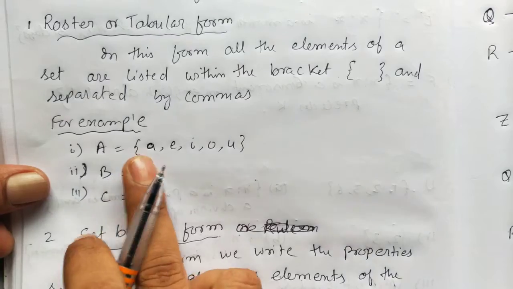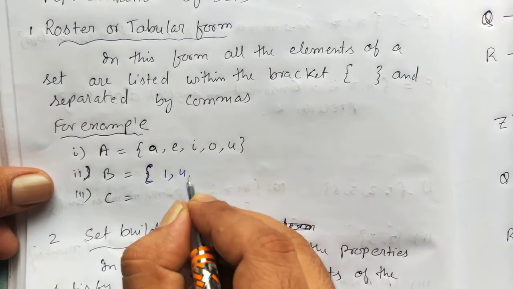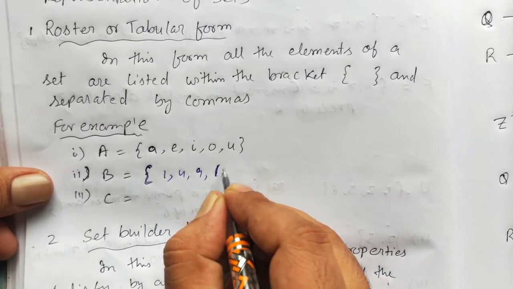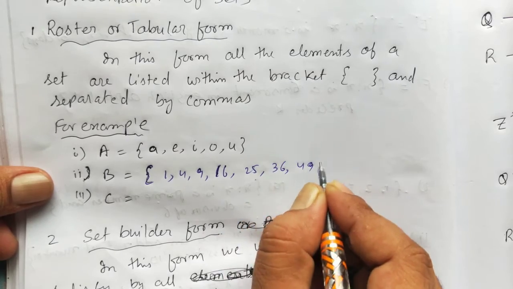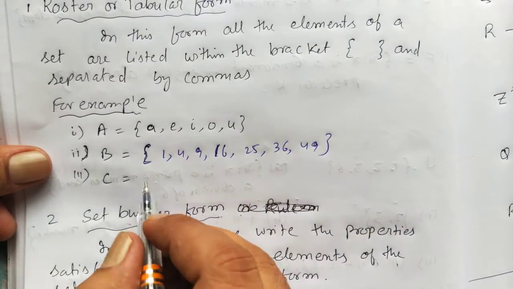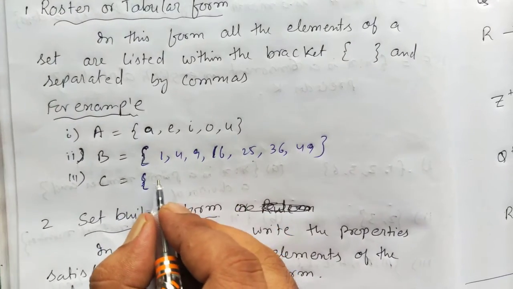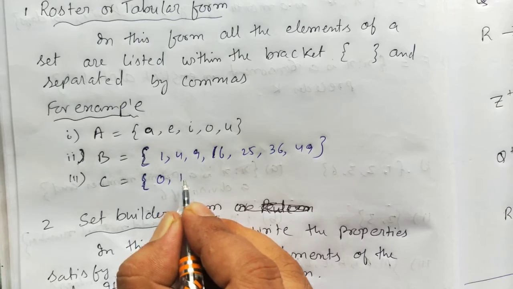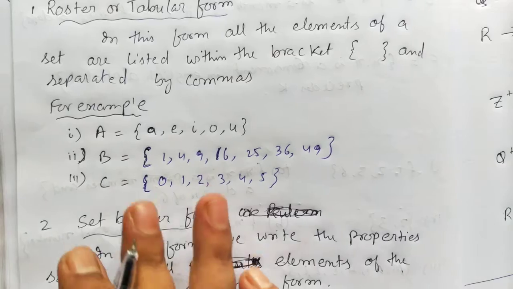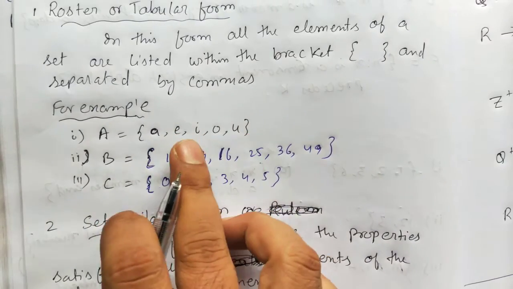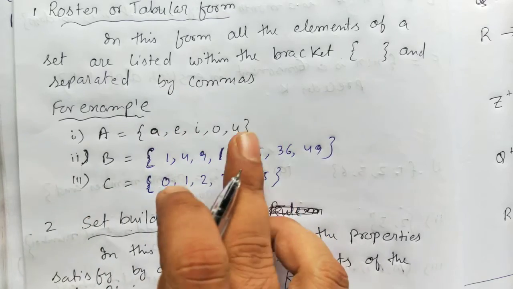For example, I wrote A, E, I, O, U. Set B, suppose I write 1, 4, 9, 16, 25, 36, 49, whatever. Third set I am writing 0, 1, 2, 3, 4, 5. These are roster form. Okay, we write the element with the comma. One element comma, second element comma, third element comma. Clear?